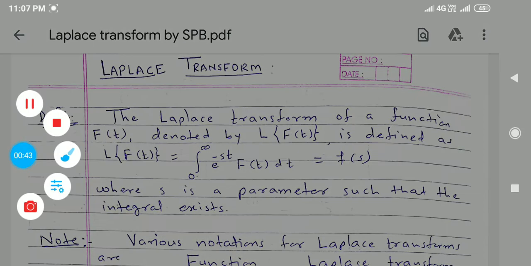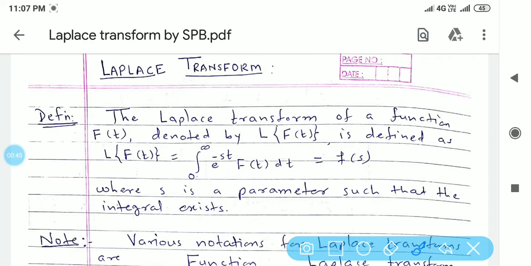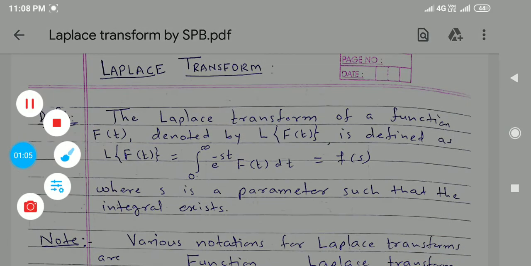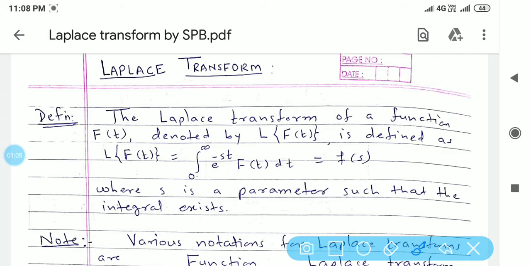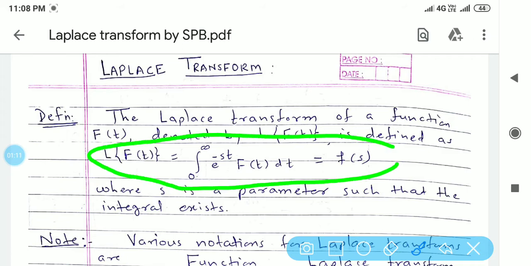So first see the definition. We are finding the Laplace transform of a function f of t, and the notation for this: for Laplace we are using capital L, with the given function in curly brackets. So L of f of t is defined as the integration from 0 to infinity of e raised to minus st times f of t dt. If this integration exists, then we can say it is the Laplace transform of this function.